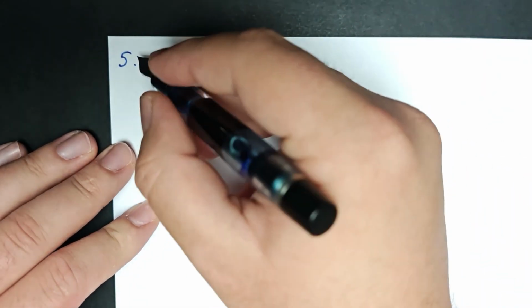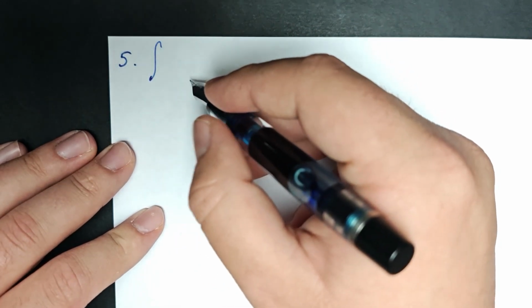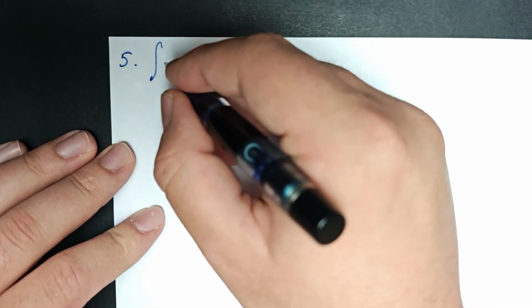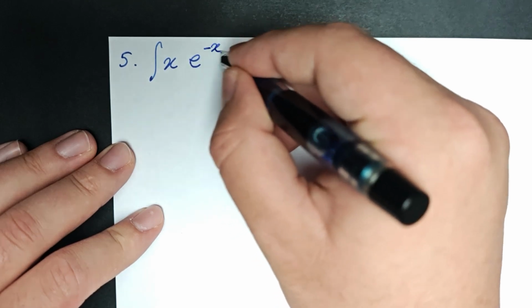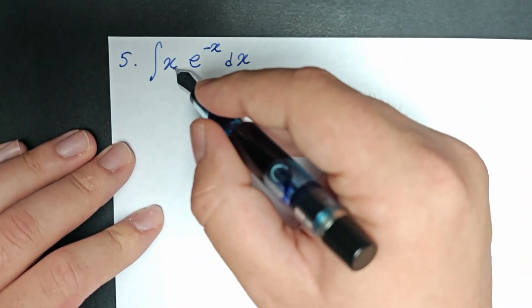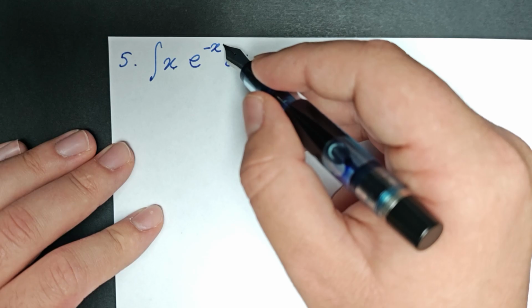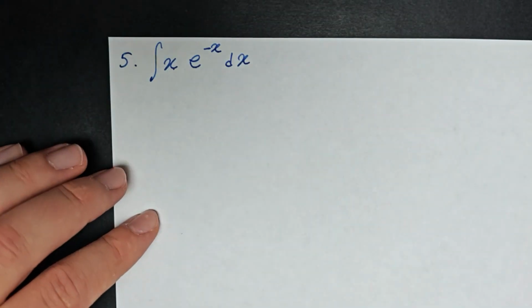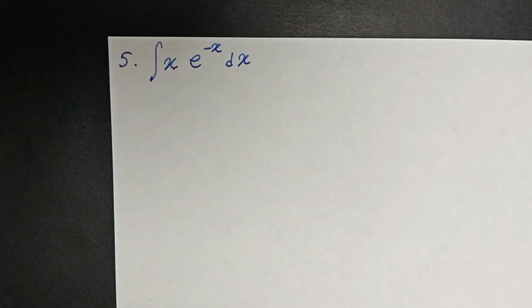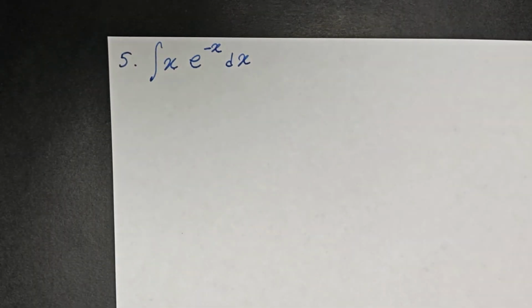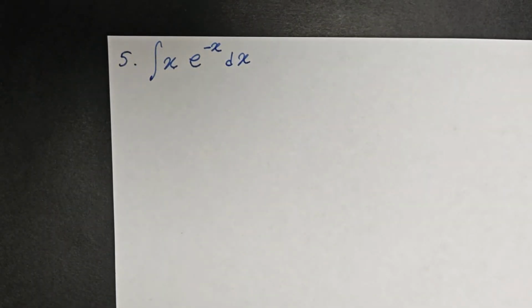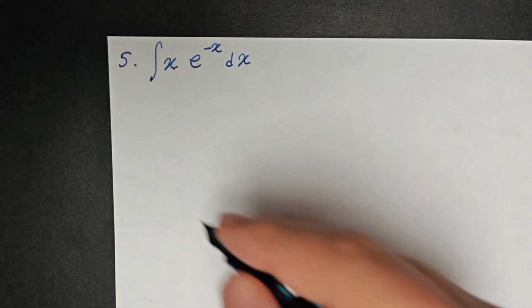Let's solve the fifth integral on our list. That is the integral of x e to the power negative x now. We had x e to the power x. Now let's see what happens with this negative x. As always, the first thing that we have to do when solving an integral is to determine the area in which that integral is defined.